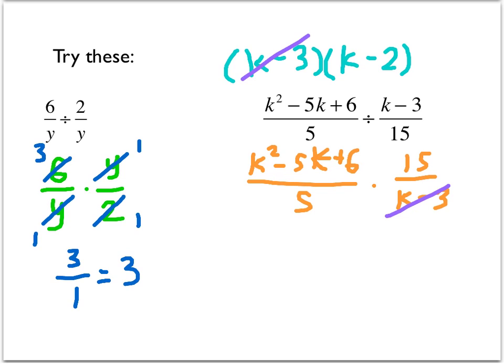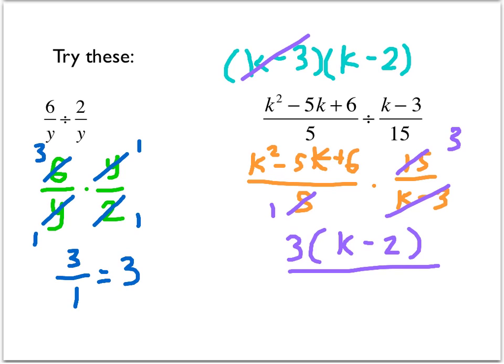And here's a 15 and a 5. I can divide those by 5. And so now my final answer when I multiply across is 3 times k minus 2. That's going to be in the numerator. Meanwhile, my denominator looks like it's just going to be 1. Everything else is canceled out. So there's my answer right there.